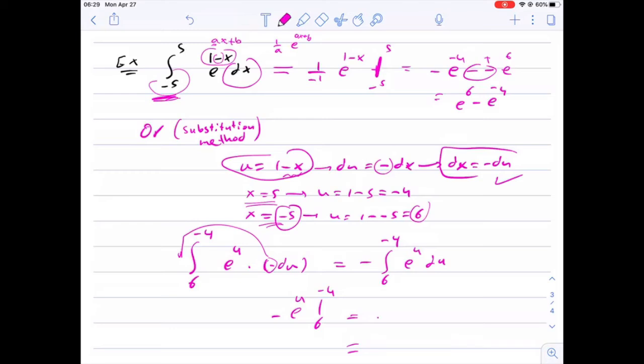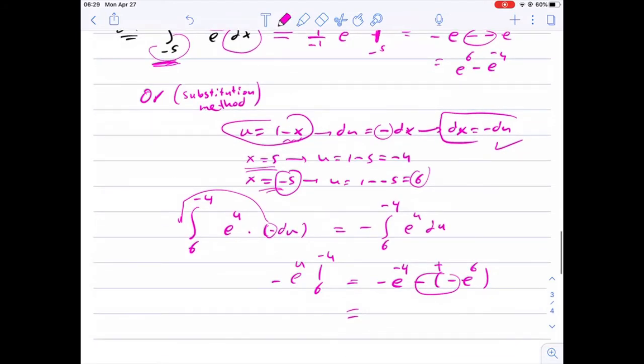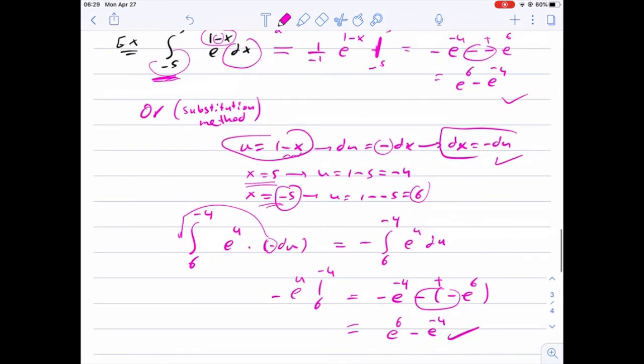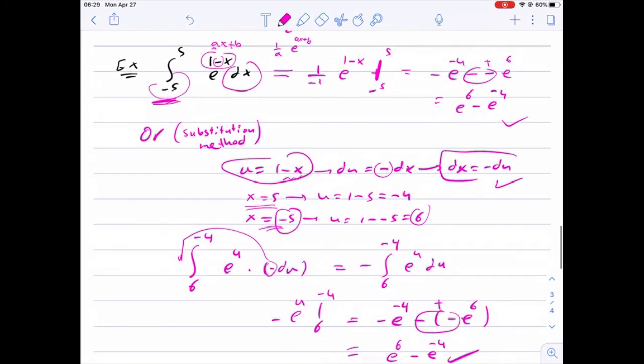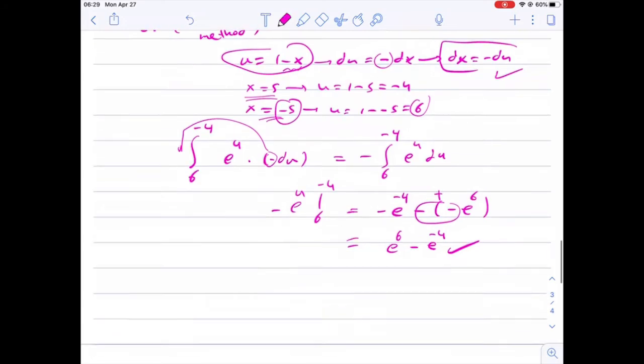Now this becomes e to -4, substituting -4, minus e to the 6. Negative is positive, so this can be written as e to the 6 minus e to -4. And as you can see, we got the same answer. So it's up to you to use the shortcut or the substitution method.